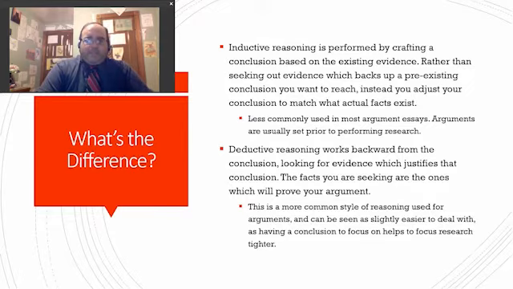As opposed to deductive reasoning, which works backward from the conclusion, looking for evidence which justifies that conclusion. The facts you are seeking are the ones which will prove your argument. So primarily what you are looking at here is you're angling your research so that you find what supports your argument. Now, this is a more common style of reasoning used for arguments, and it can be seen as slightly easier to deal with, as having a conclusion to focus on helps to focus research tighter. It allows you to be more clear in terms of what it is you're looking for and how you're going to go about performing your research.